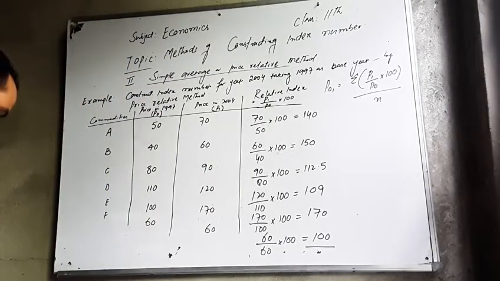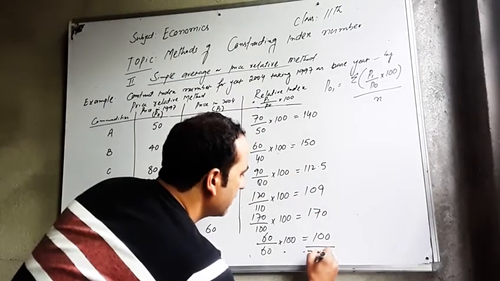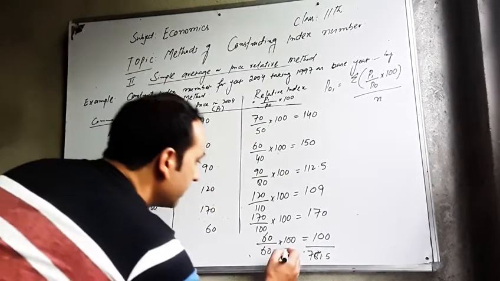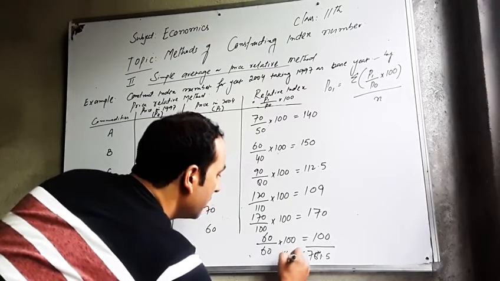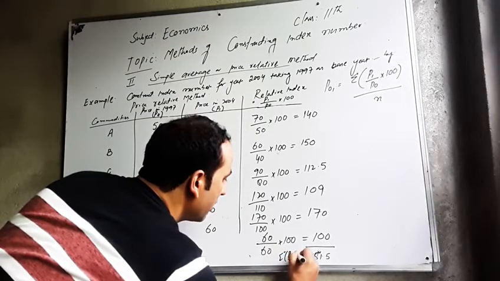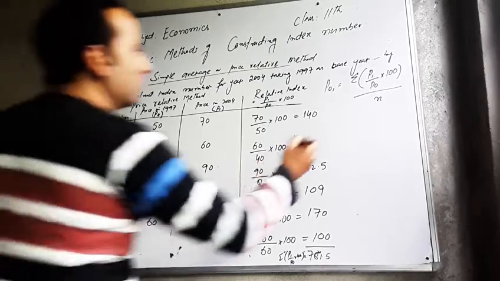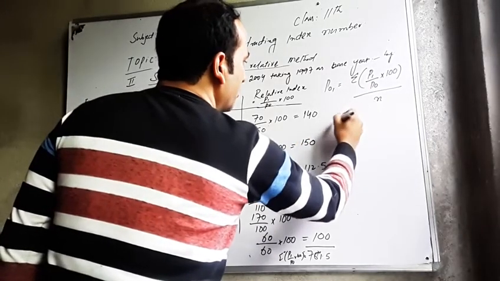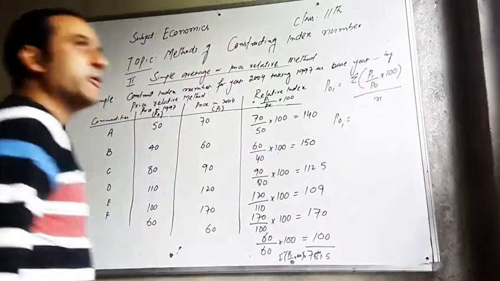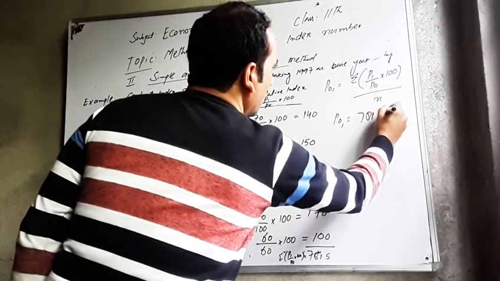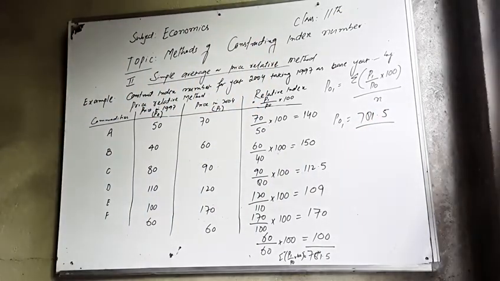So P1 divided by P0, its sum comes equal to 781.5. So 781.5 comes here. This is the summation of P1 divided by P0 into 100. Now what we need to do here, we will write summation of P1 divided by P0 into 100 comes equal to 781.5 divided by N. N is the number of commodities.